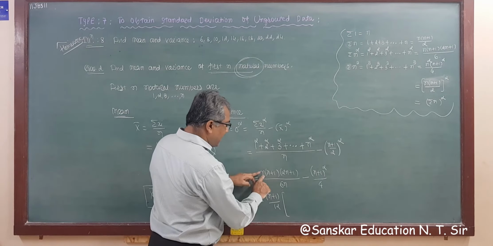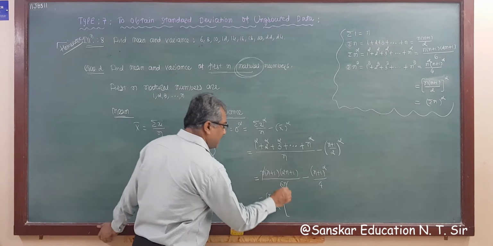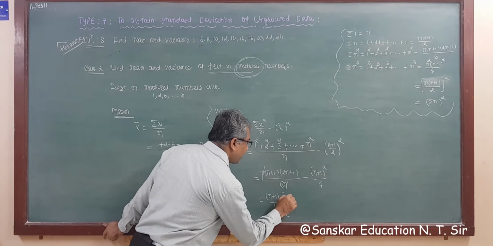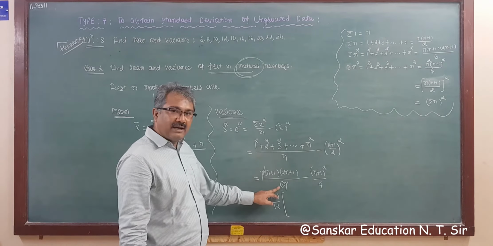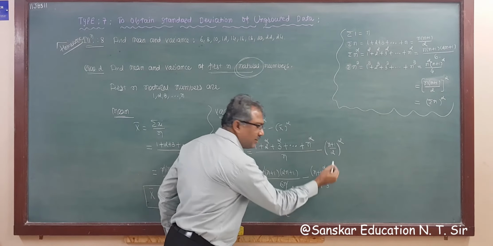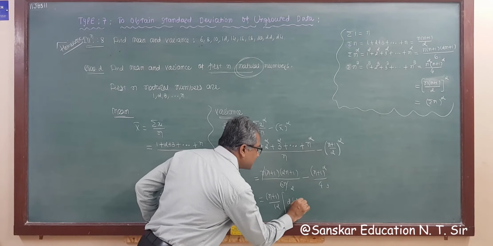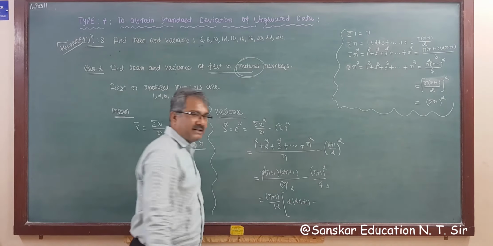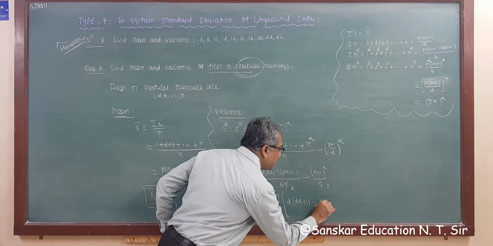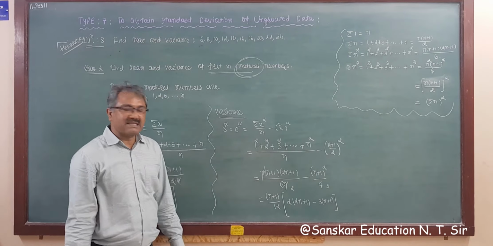So the remaining will be n into 2n plus 1, this n will be cut, right? So the remaining is 2n plus 1, and we are taking 12 as the LCM, so we have to multiply here by 2 and here by 3, right? So this is 2 times 2n plus 1 minus 3 times n plus 1.